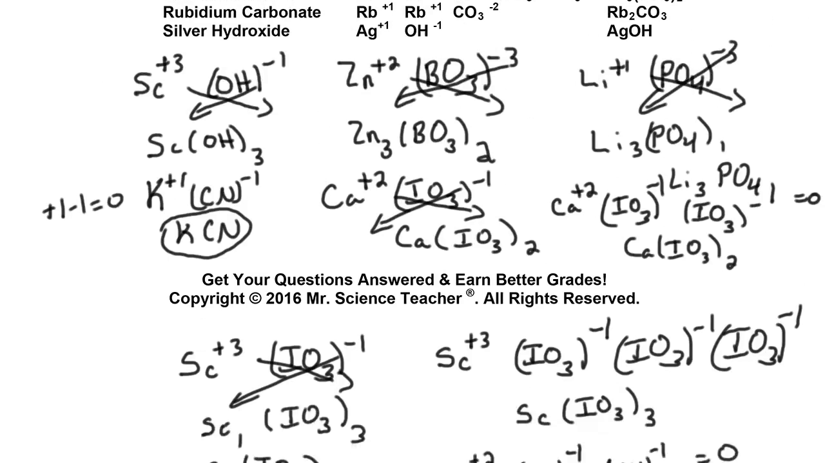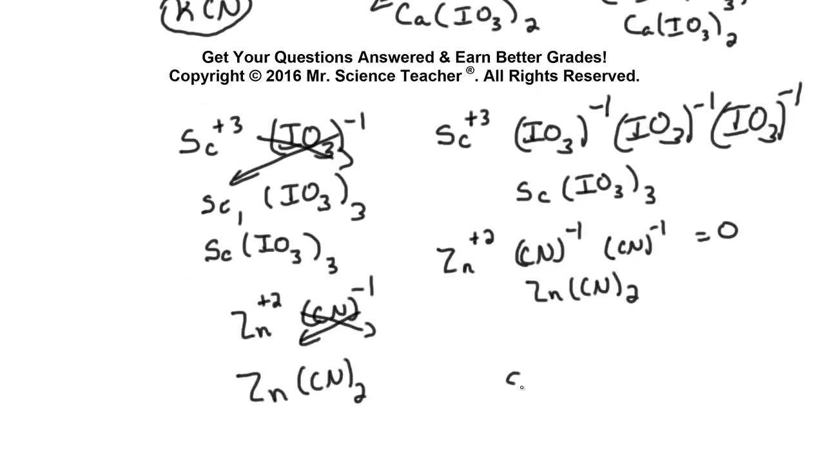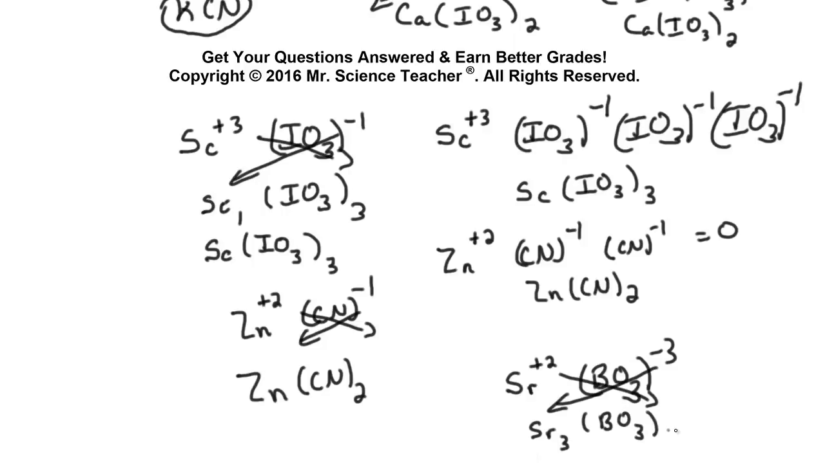Strontium borate. Strontium is a +2, borate, BO3, is a -3. One of the easiest things you can do is play this crisscross game to get the chemical formula. Strontium, I need 3 of those, bring that 3 down, and borate, BO3, I'm going to need 2 of those.